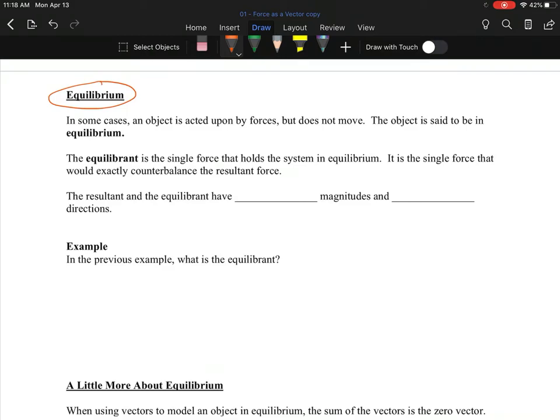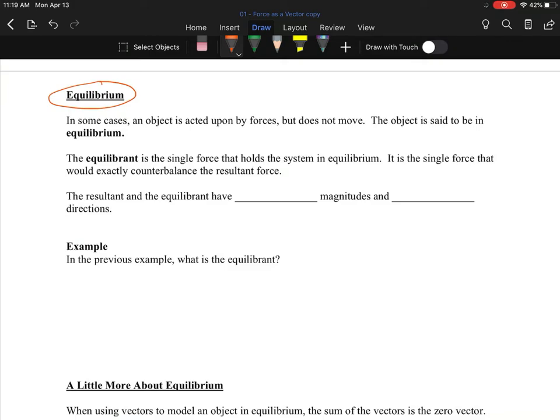Equilibrium. Oh, huge idea here. Huge, powerful idea. In some cases, an object is acted upon by forces but does not move. The object is said to be in equilibrium. A little throw to your physics people: that's when F equals ma, when you have acceleration equal to 0. And then you just use your regular kinematics equations. You don't need to go to F equals ma. F equals ma gives you an acceleration. Anyways, we don't need all that right now. All we want from that is an object is in equilibrium if it's not moving.